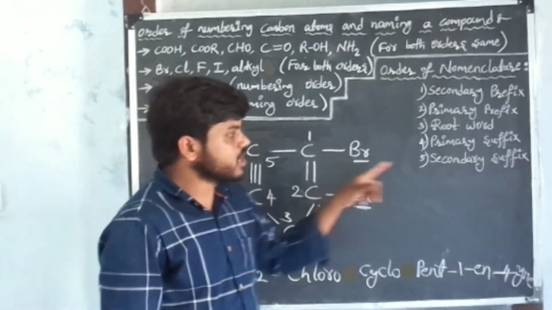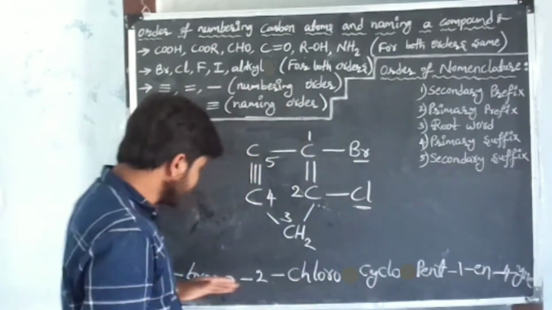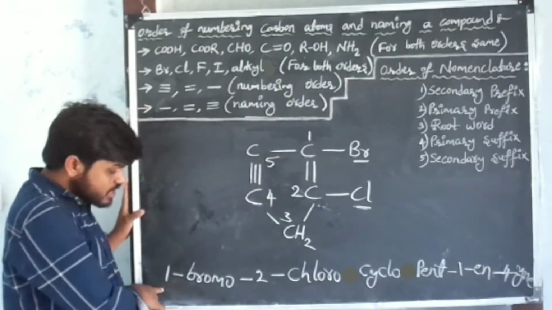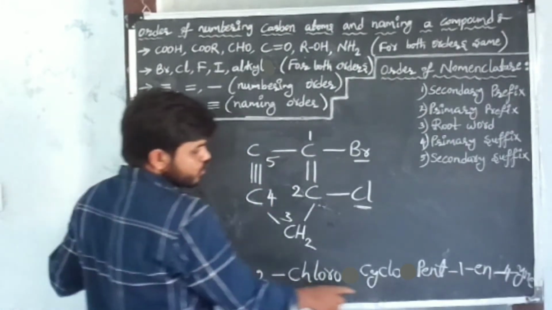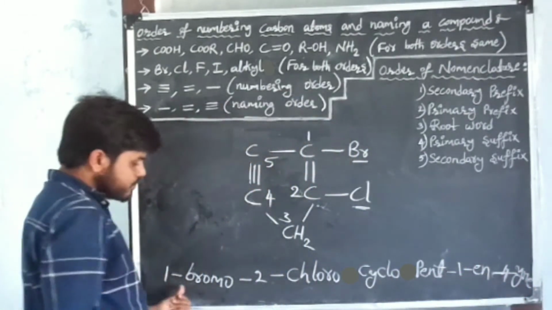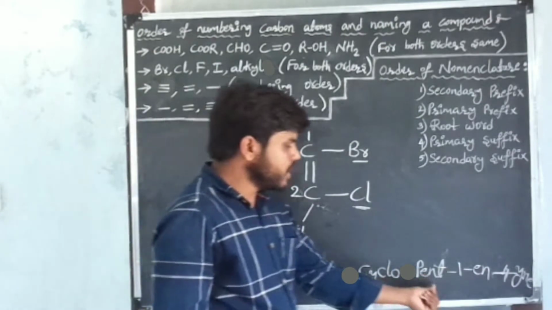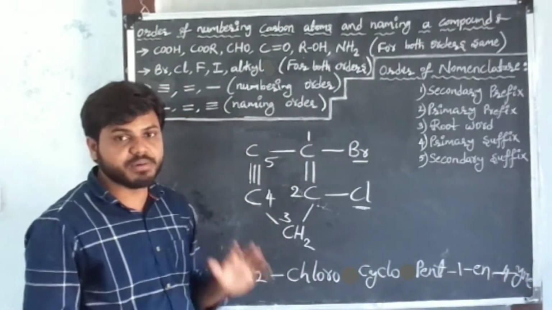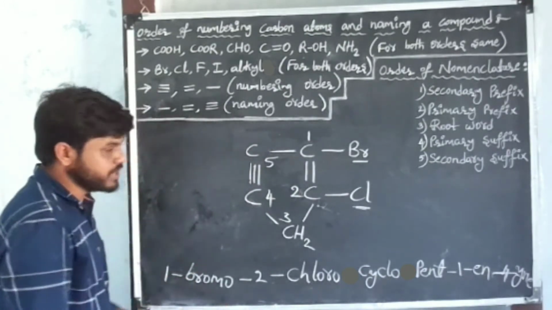In the given carbon compound, the secondary suffix is not there. So this is our required IUPAC name of the given carbon compound, that is 1-bromo-2-chlorocyclopent-1-ene-4-yne. 1-bromo-2-chlorocyclopent-1-ene-4-yne is the IUPAC name of the given carbon compound. I am repeating.